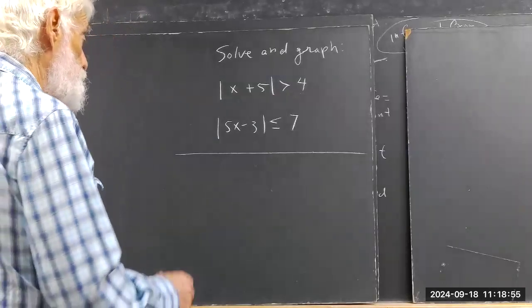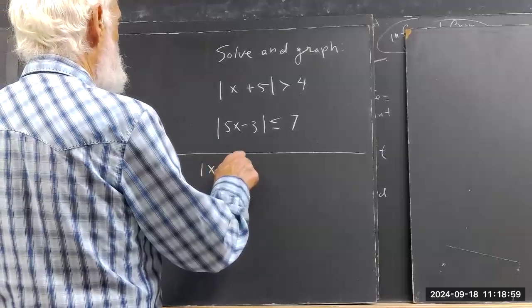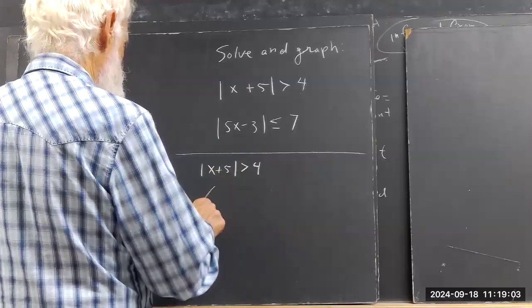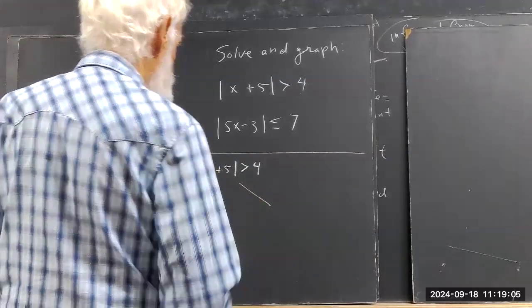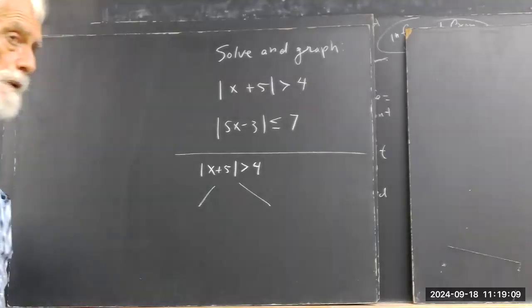Well, it comes down then to saying that, hey, you have absolute value of X plus 5 greater than 4. Now, I ask if you do this, you break it into 2 equations.